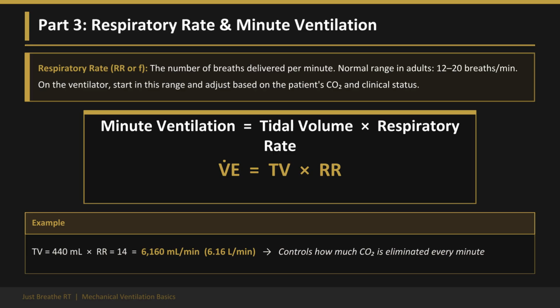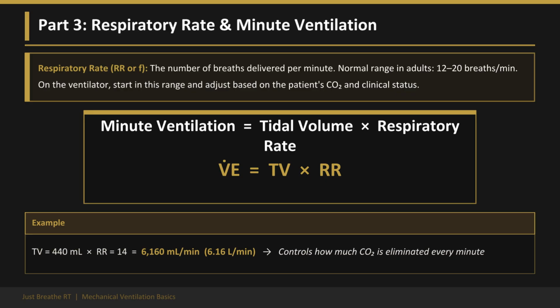Respiratory rate, abbreviated RR or F, is simply how many breaths the ventilator delivers per minute. Normal respiratory rate in a healthy adult is 12 to 20 breaths per minute. On a ventilator, we typically start in that same range and adjust from there based on what the patient needs. But here is where these two settings stop being independent numbers and start working as a team. Tidal volume and respiratory rate multiply together to give us minute ventilation, abbreviated VE.